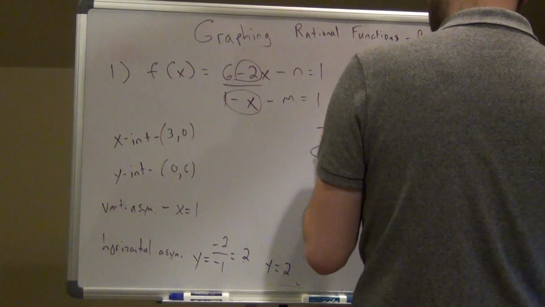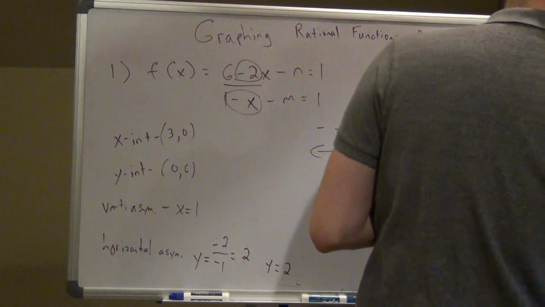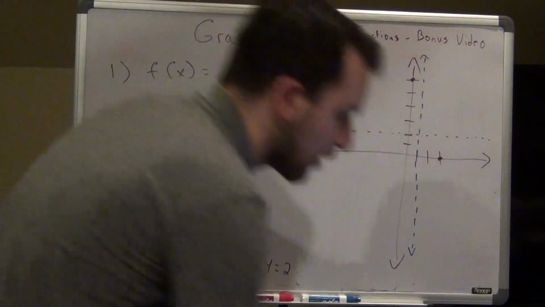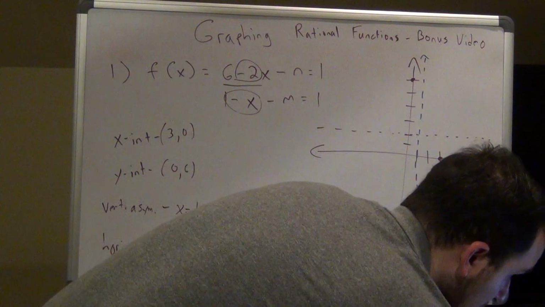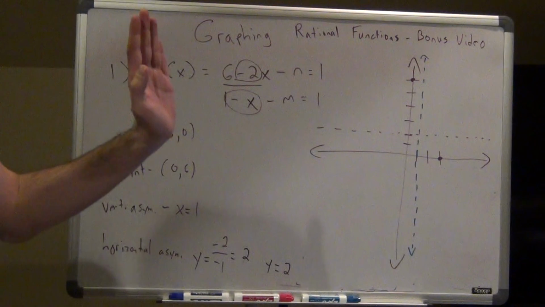It's going to be like this. Y equals 2 is right here. So that's the line, y equals 2. Alright, so now we sketch our graph. In this case, we have it pretty easy. What we want is 1 point.